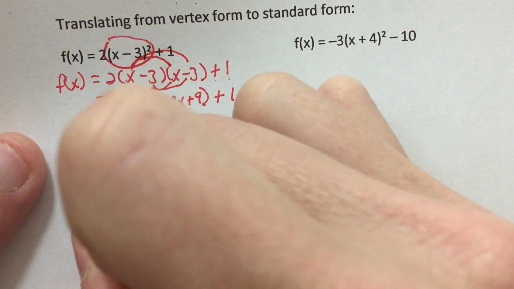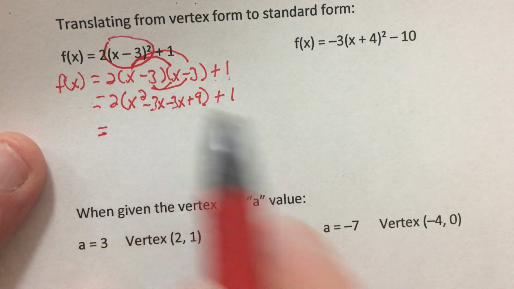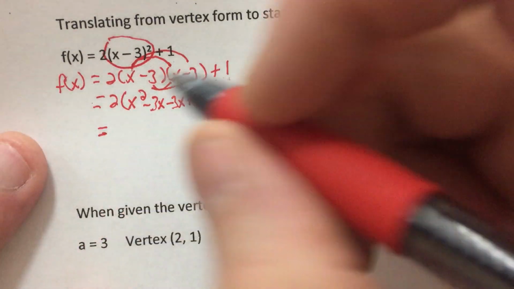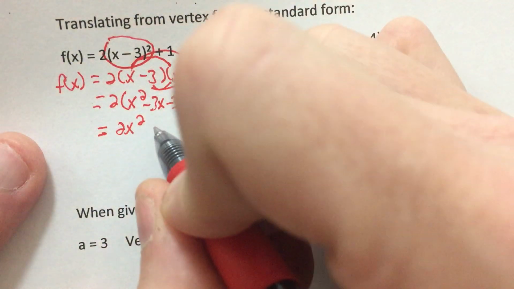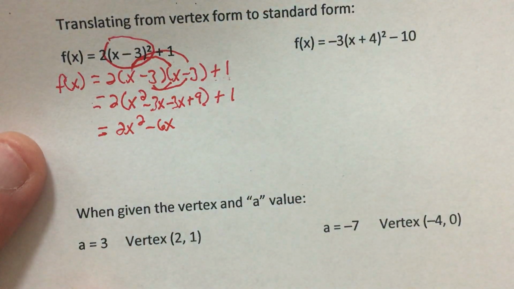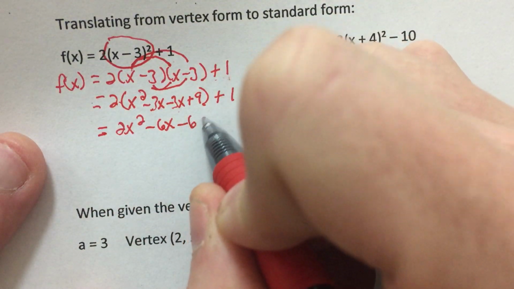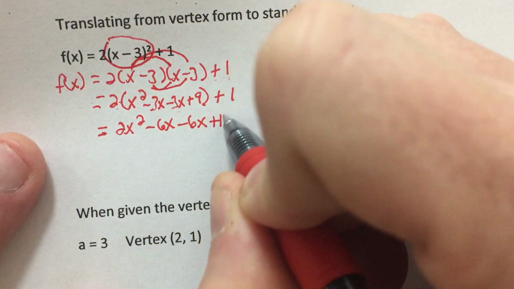Now the a value in front, the 2, is going to have to get distributed into the parentheses. Every single term inside gets multiplied by 2. 2 times x squared is 2x squared. 2 times negative 3x is negative 6x. 2 times the other negative 3x is another negative 6x. 2 times 9 makes 18.